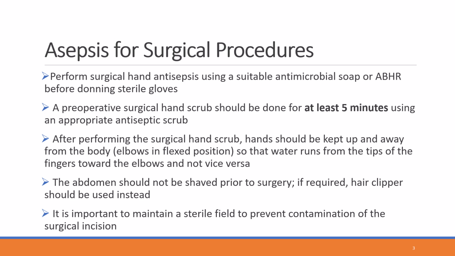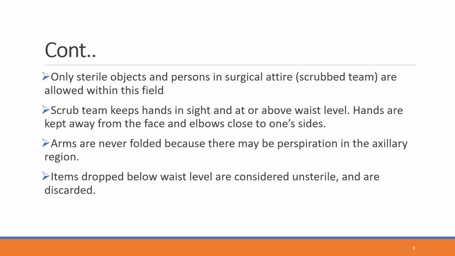It is important to maintain a sterile field to prevent contamination of surgical site. Only sterile objects and persons in surgical attire or scrub team are allowed within this field. Scrub team keeps hands in sight and at or above waist level. Hands are kept away from the face and elbows close to one's sides. Arms are never folded because there may be perspiration in the axillary region. Items dropped below waist level are considered unsterile and are discarded.